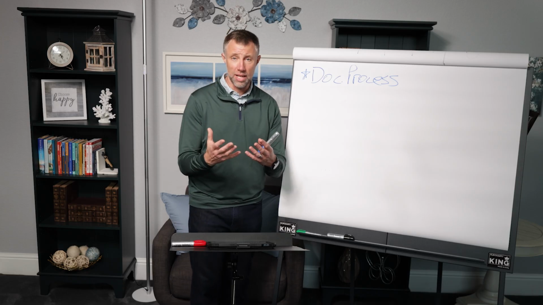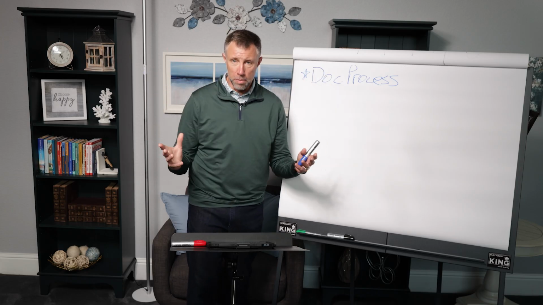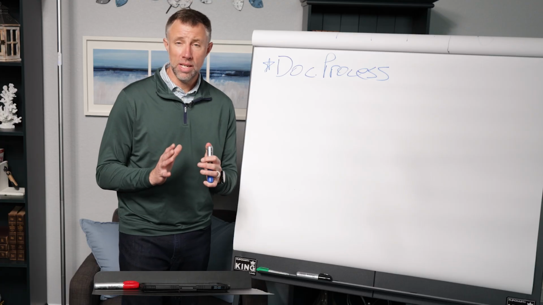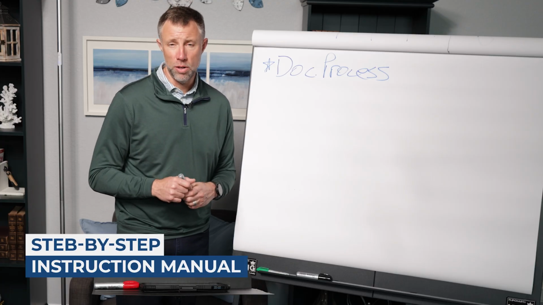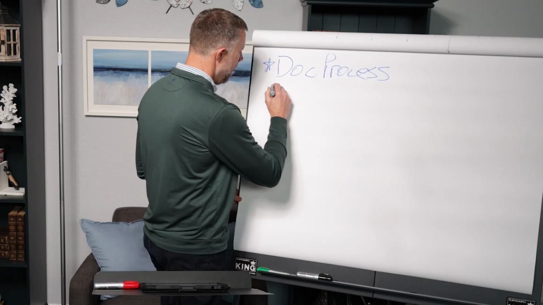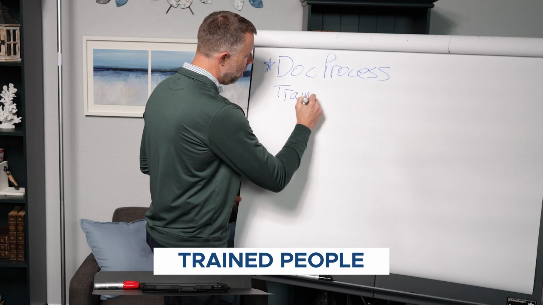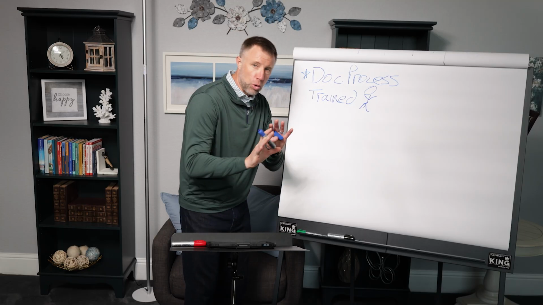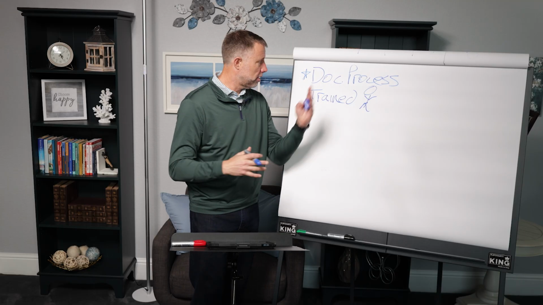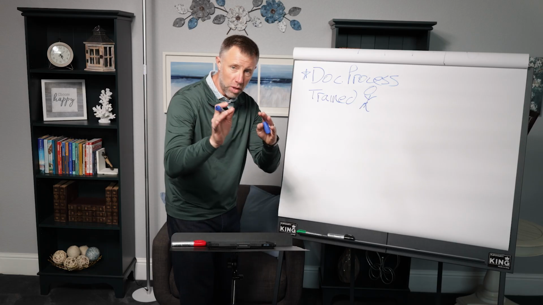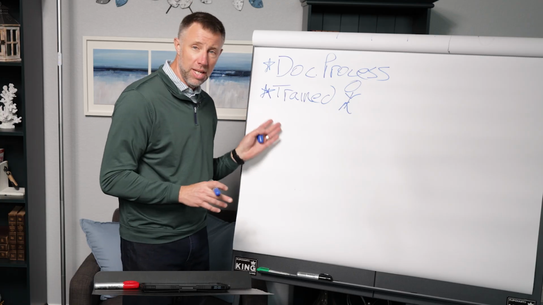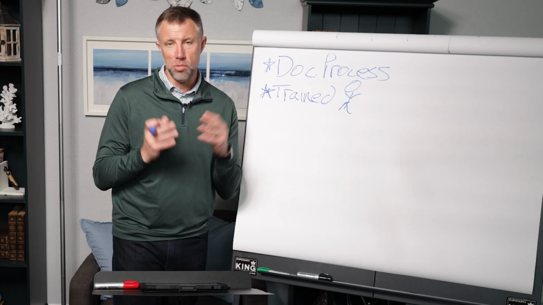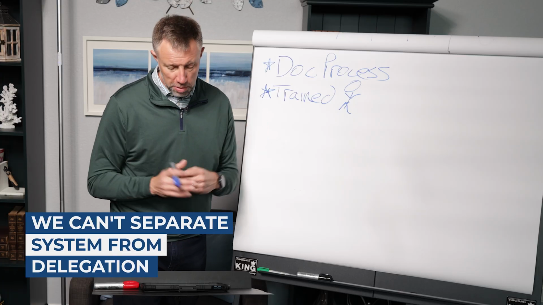We created a process that comes with the system of our marketing system. So the documented process is basically a step-by-step instruction manual. The second element of a system is the trained personnel. So it's trained people that we start to equip with the processes that we're documenting, so that they can work that. So that's the second element that we need for people to adequately run the system. Because remember, we can't separate system from delegation.